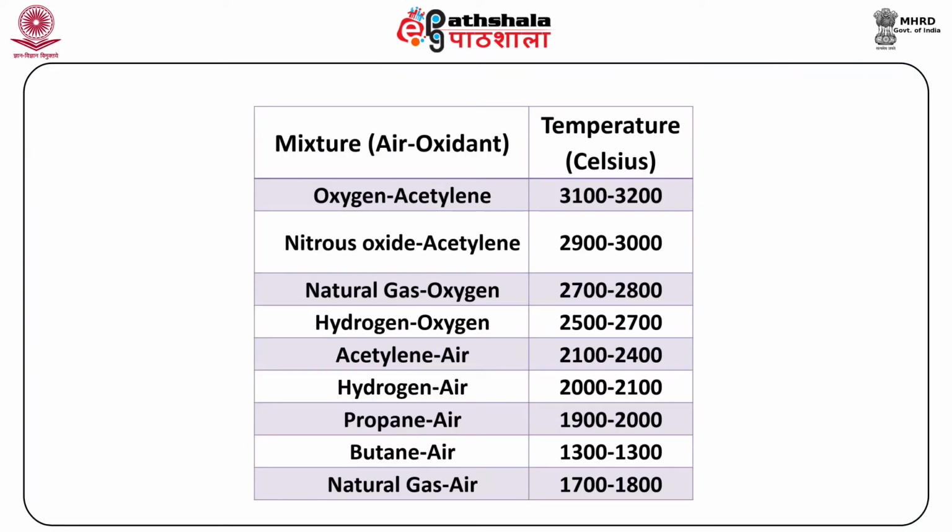The most commonly used combinations of fuel plus oxidant are as follows. The oxygen acetylene mixture gives a temperature of 3100 to 3200 degrees Celsius. The nitrous oxide acetylene flame gives a temperature ranging from 2900 to 3000 degrees Celsius. The natural gas oxygen mixture gives a temperature from 2700 to 2800 degrees Celsius, and so on.